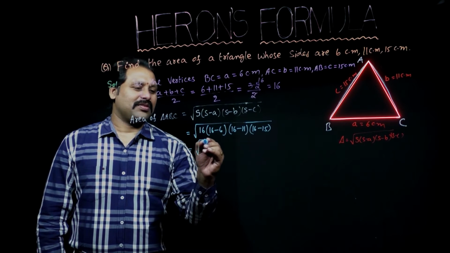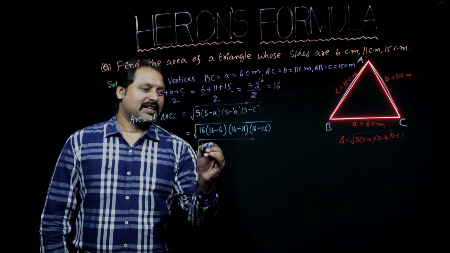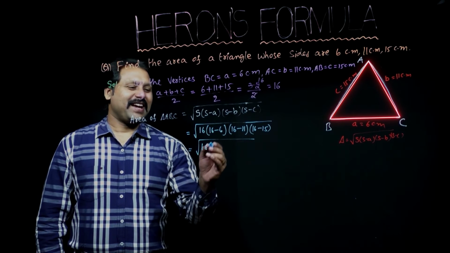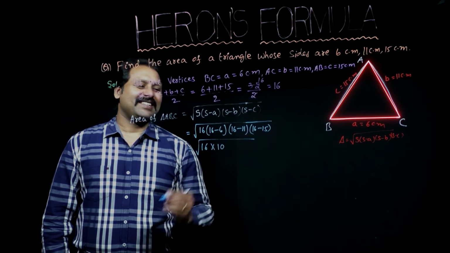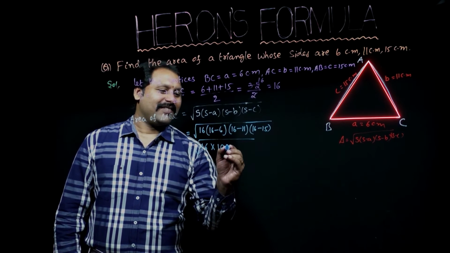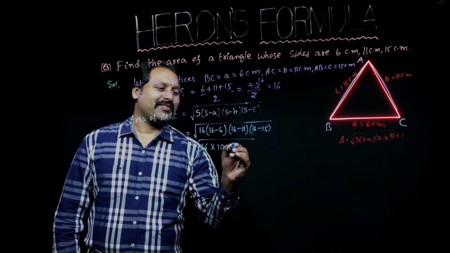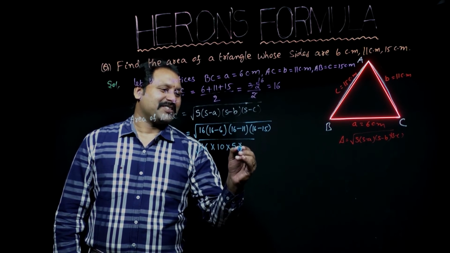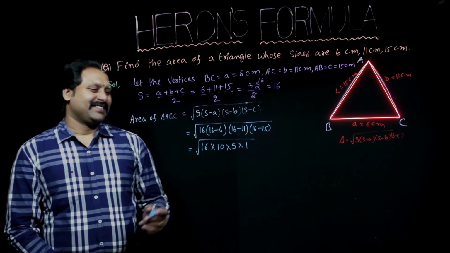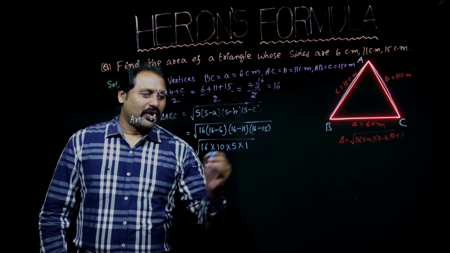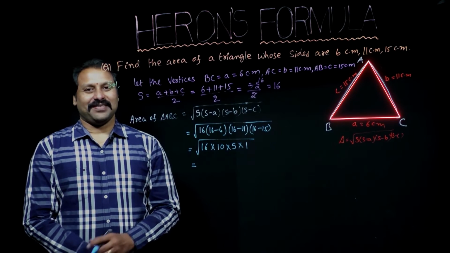That equal to under root 16 as it is. 16 minus 6 gives 10. 16 minus 11 gives 5 into 16 minus 15 gives 1. Now we should find out square root here.